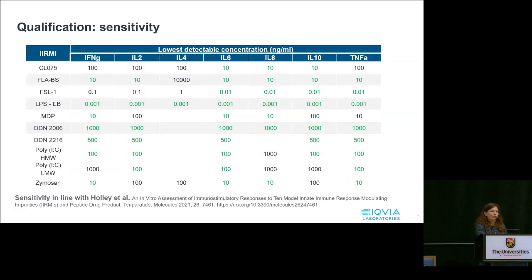So this table shows the lowest detectable concentration in nanograms per ml of each Hermes that we were able to detect, per Hermes and then per cytokine. And in green, you see the lowest detectable concentration across the cytokines.